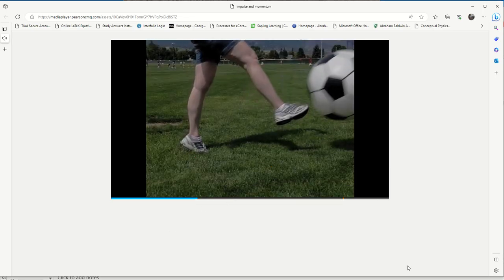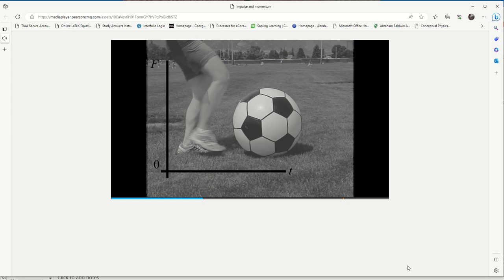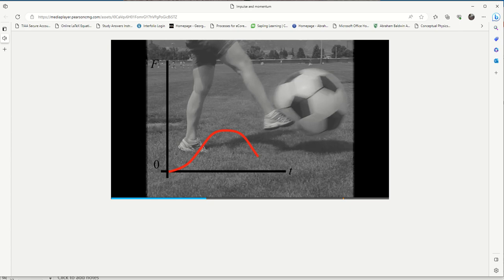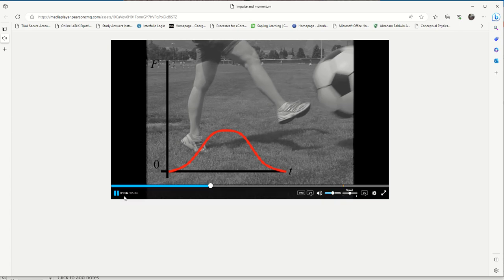Increases again. If we were to draw a graph of the force as a function of time as she kicks the ball, it looks like this. It rises to a maximum and then drops back down to 0, and then the ball leaves.